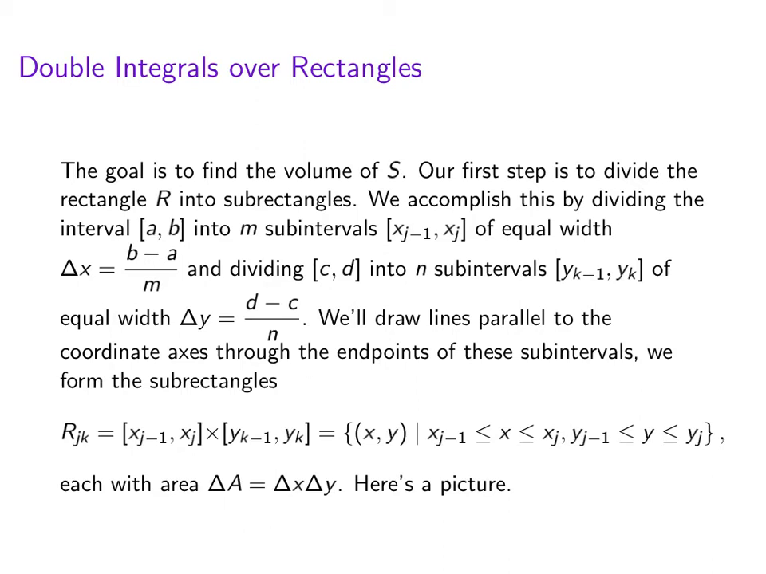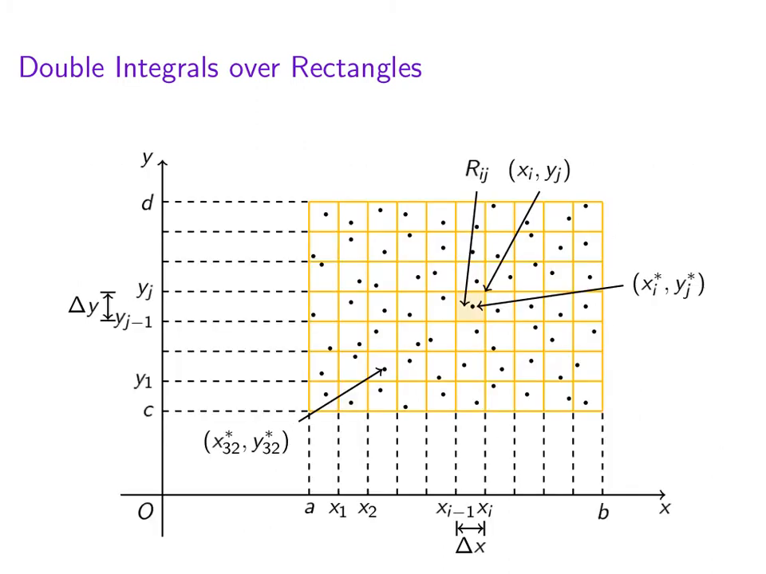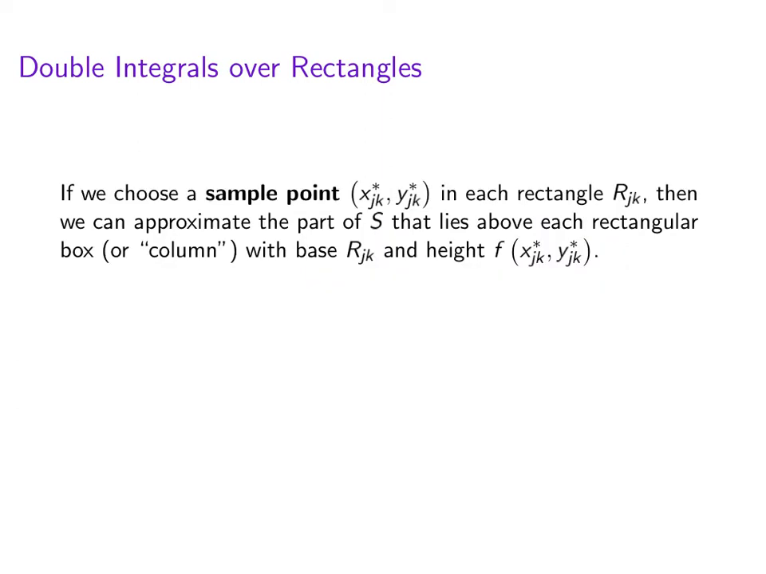Let's look at a picture. This picture shows the rectangle along with all the sub-rectangles. Now we go one step further and also show the sample points that we're going to be choosing in each sub-rectangle. It won't matter which sample point we choose in each sub-rectangle, since ultimately we're going to be thinking about taking a limit. So we choose a sample point, x_jk star, y_jk star, in each rectangle.